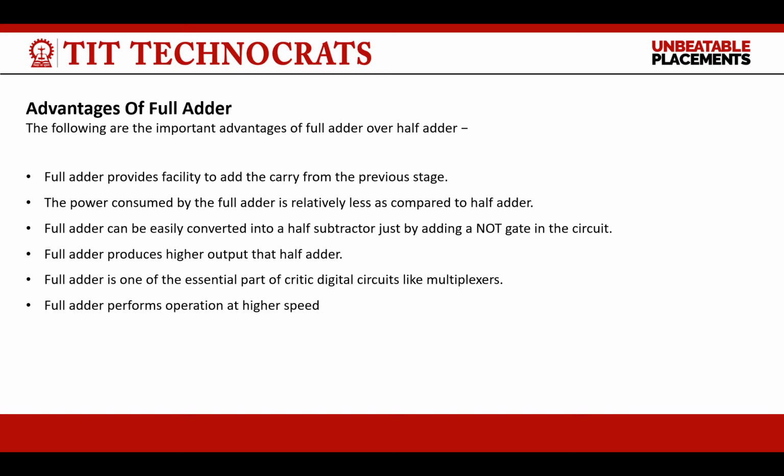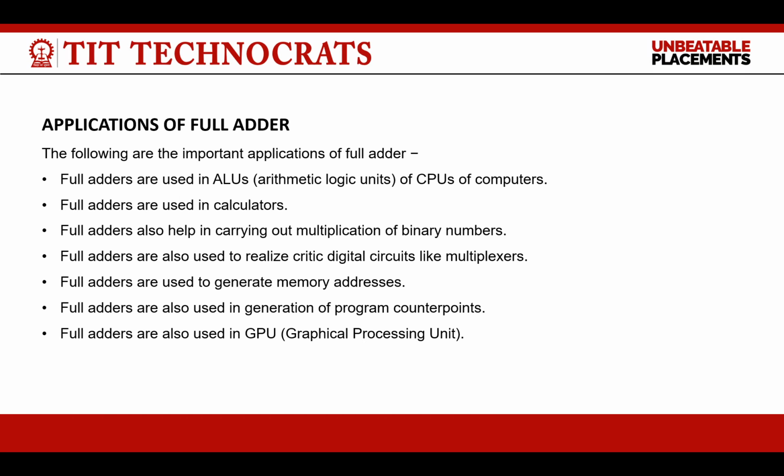Advantages of the full adder. The following are the important advantages of the full adder over the half adder. Full adder provides the facility to add the carry from the previous stage. The power consumed by the full adder is relatively less as compared to the half adder. Full adders can be easily converted into half adders just by adding a NOT gate in the circuit. Full adder produces higher output than half adder. Full adder is one of the essential parts of critical digital circuits like multiplexers. Full adder performs operations at higher speeds.